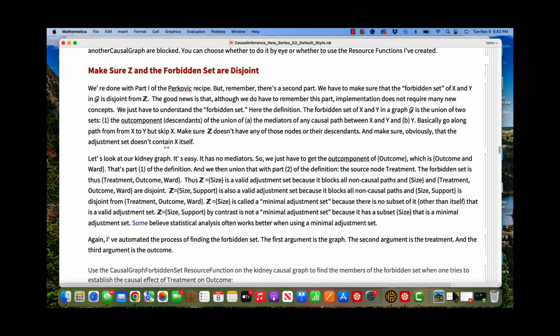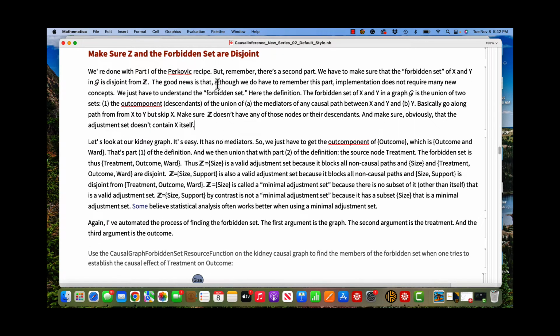Where do we have to go down to? Here we go. All right, so here's the deal. Go along the path from X to Y. Skip X itself. And make sure that Z doesn't have any of the nodes along that path or their descendants. And then also, you don't want the adjustment set to include X itself. So it wouldn't make any sense if you're regressing outcome on treatment to include treatment as an additional variable. It's already in there. You don't need it.